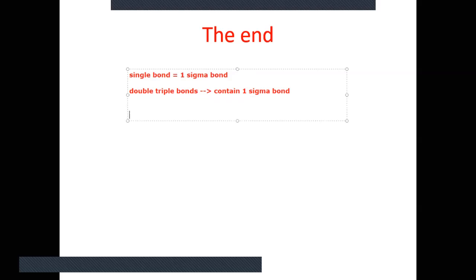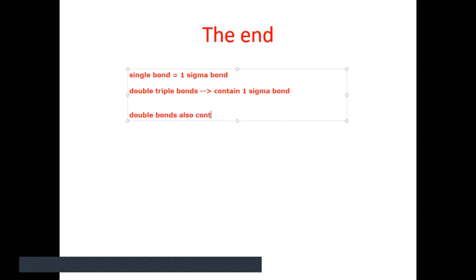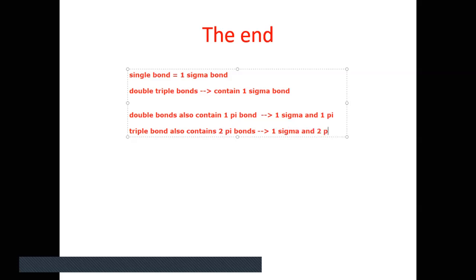Now, double bonds also contain 1 pi bond. So that's a total of 1 sigma and 1 pi. Each double bond contains 1 sigma, 1 pi bond. A triple bond also contains 2 pi bonds. So therefore, each triple bond has 1 sigma and 2 pi bonds.